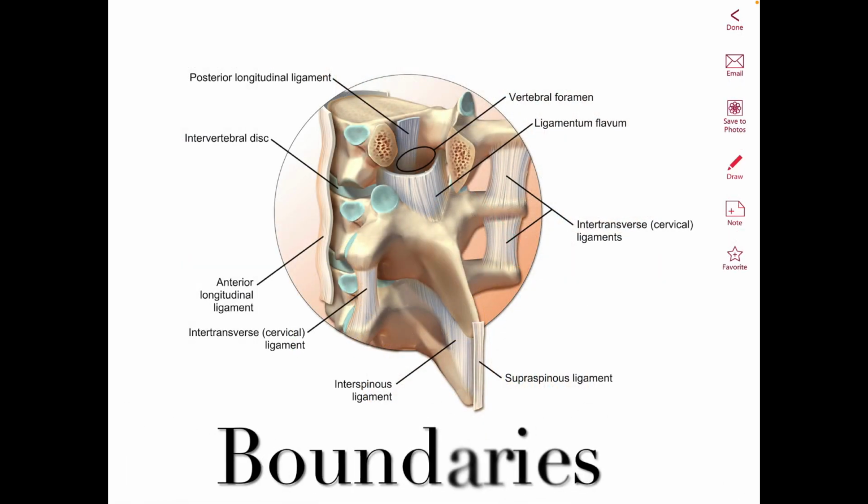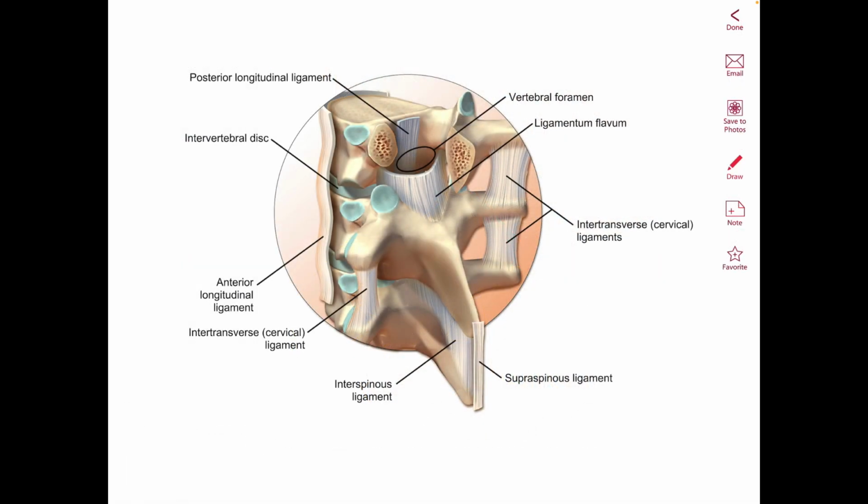The boundaries of the intervertebral foramen include, superiorly, the pedicle of the vertebra above, and inferiorly, the pedicle of the vertebra below. So that'll be, for example, this area and this area right here. The anterior boundary is the intervertebral disc and small parts of the bodies of the vertebrae. Then the posterior boundary is the inferior articular processes of the vertebra above and the superior articular process of the vertebra below. So those processes, for example, include those right here.